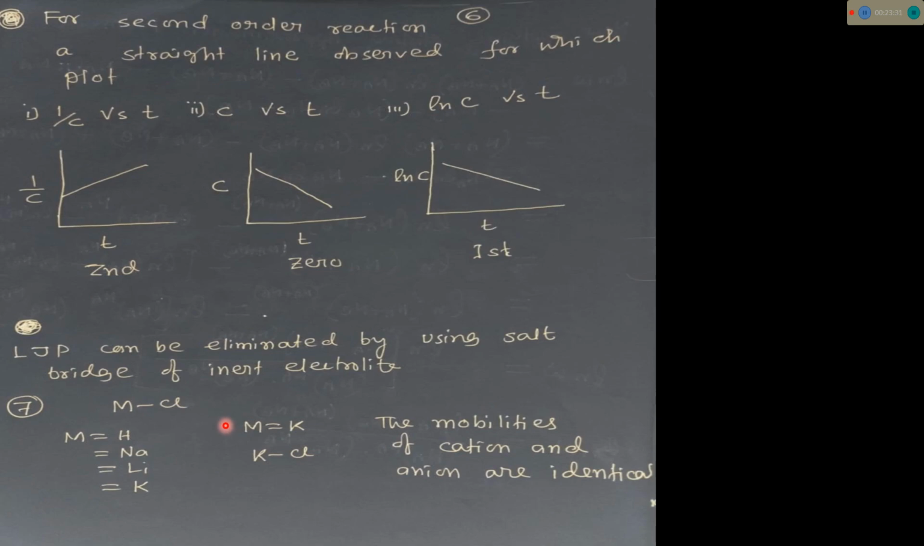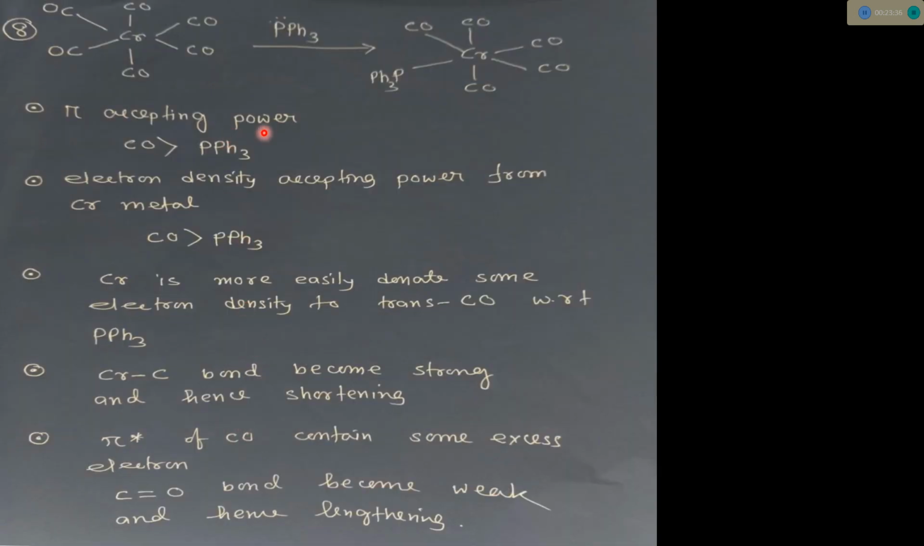So next question, let's see. This question is from organometallics. We all know the chromium CO(6) complex was given, and if we treat it with PPh3, there will be just ligand exchange. PPh3 attacks and substitutes one CO group. Then the question was like that.